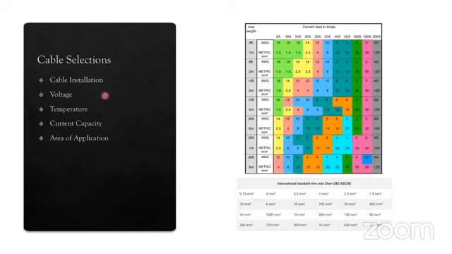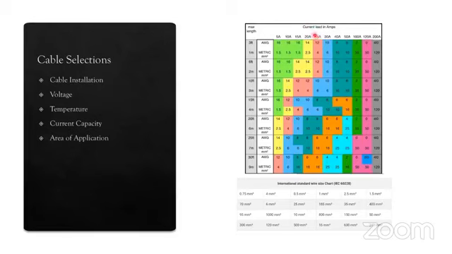And then area of application. It's similar to the cable installation. Area of application is what kind of area you have, if you have the pharma sector, if you have liquid and powder or anything like that, that will be your area of application.